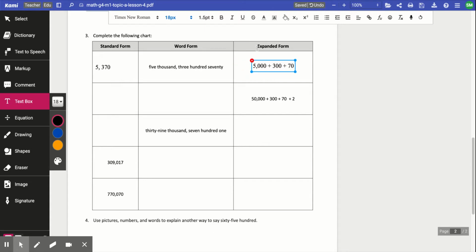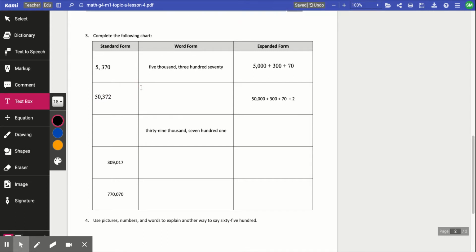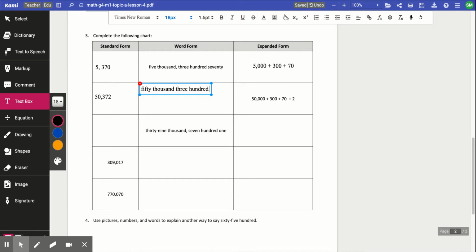So here they've given us expanded form with the zeros, the value of the digits. So to write it in standard form, the regular way of writing a number, it would be 50,000. Let's see if they're going to try to trick us. Ooh, they did. There would be a 0 here, 50,372. And then to write it in word form, it would be 50,372. Remember, no ands. We don't have a decimal.